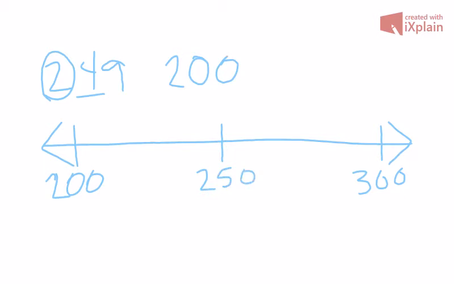And then we want to plot our number. 249 will go right there, close to 250. Now we ask ourselves, does this look like it's going to round up to 300, or does it look like it's going to round down to 200? And by looking at it, it is closer to 200, so it will actually round down to 200.